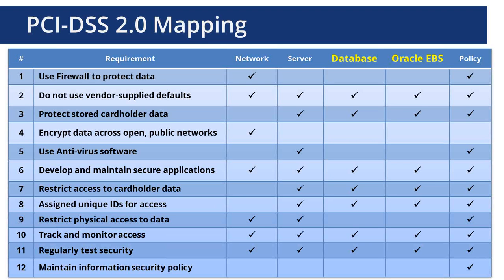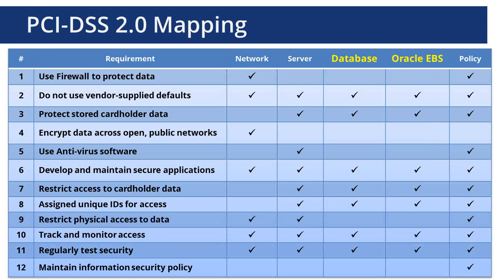So let's get into the high-level categories at first. What I've done here is map out the PCI DSS major requirements, 1 through 12, and then looked at different parts of the technology stack. So from the network, server, database, Oracle Business Suite perspective, and then policies and procedures. And the checkboxes show which of the specific requirements have to be achieved for those different levels.